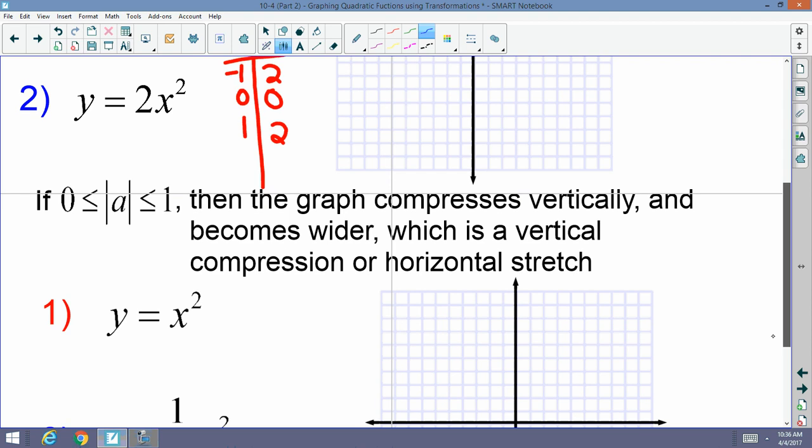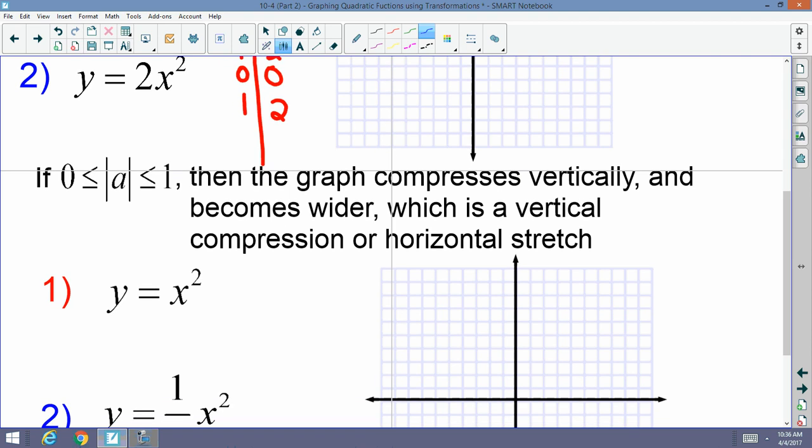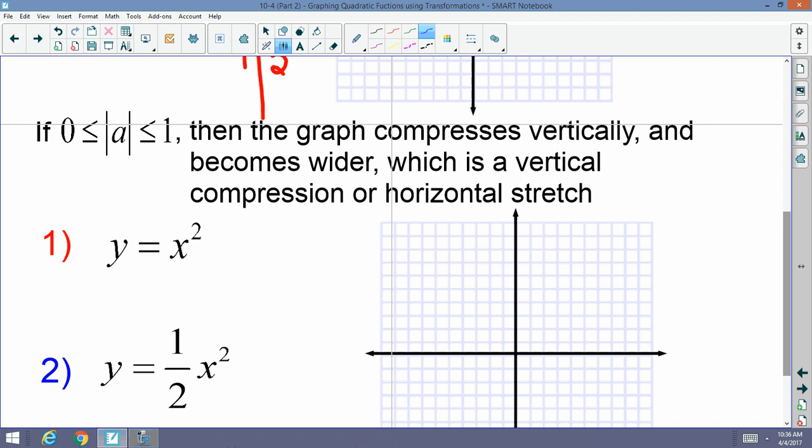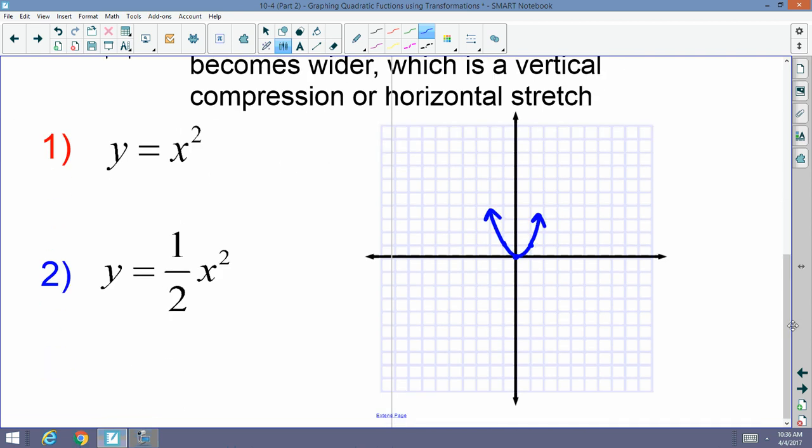Next, I don't care if it's positive or negative, but if the absolute value of A is greater than 0 but less than 1, between 0 and 1, in other words, a fraction or a decimal, I'm going to have a vertical compression. It's going to get wider. I'll prove it. y equals x squared is right here. And now, let's find out what y equals 1/2 x squared would look like.